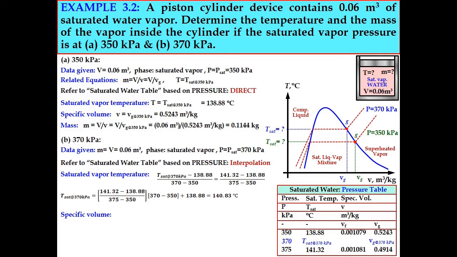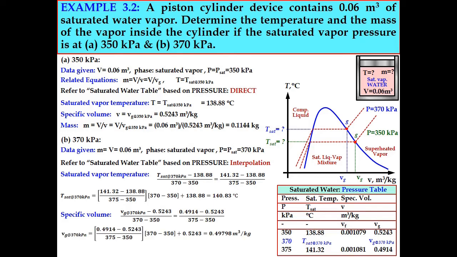Okay, so now by using the same method of interpolation, we need to determine the specific volume at saturated vapor, which refers to the Vg value. So Vg at 370 kilopascal minus 0.5243 divided by 370 minus 350 equal to 0.4914 minus 0.5243 divided by 375 minus 350. So rearrange the equation, and you'll get Vg at 370 kilopascal, and the value is equal to 0.49798 meter cubic per kg.